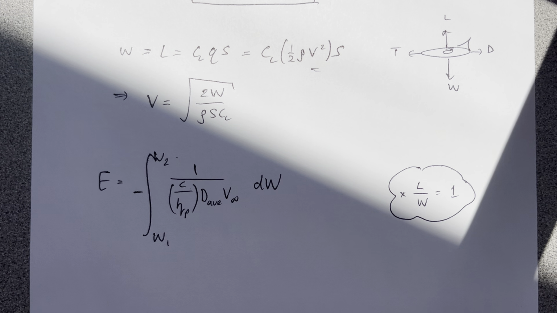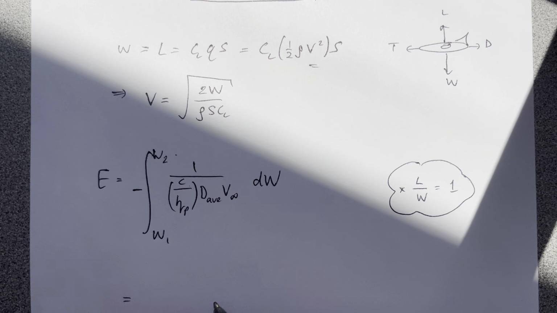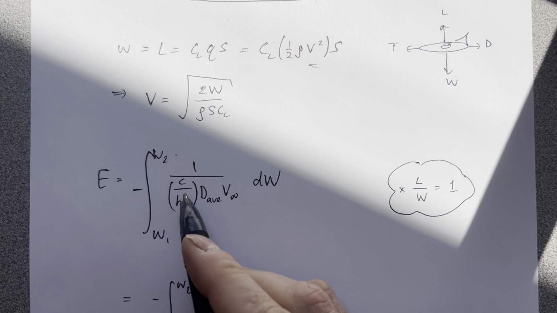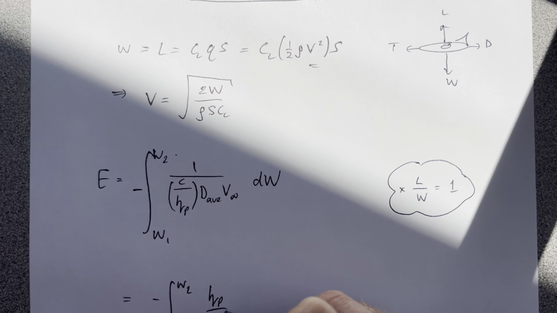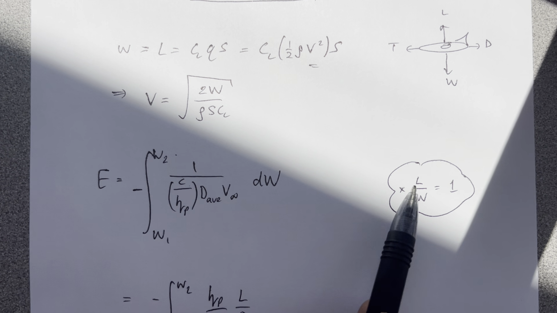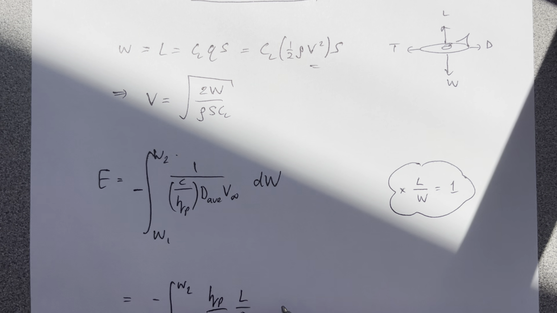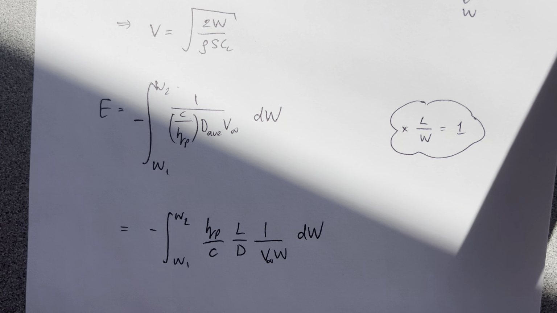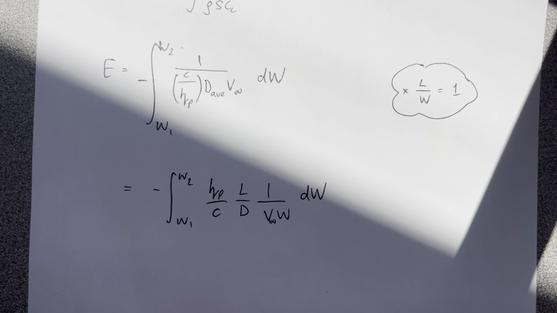So that will get us started. Negative W2, W1. Then I'm going to flip this so that it makes a little bit more sense. Then I'm going to group together L over D, so from here this term with this, and then I'm just left with, of course, 1 over V W dW.